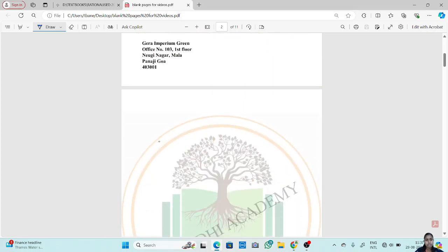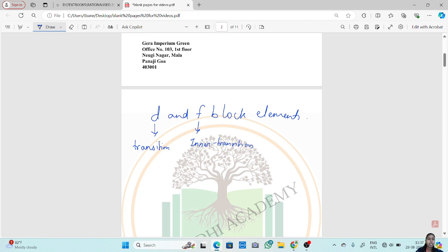So in our last class we have seen about the physical properties of the elements. D block elements are also known as transition elements, and F block also known as inner transition elements. They are D and F because in these elements D and F orbitals are starting to fill up. That's why it is D and F block elements.